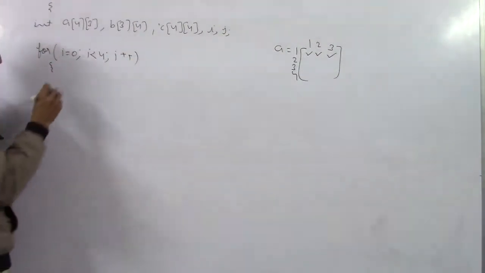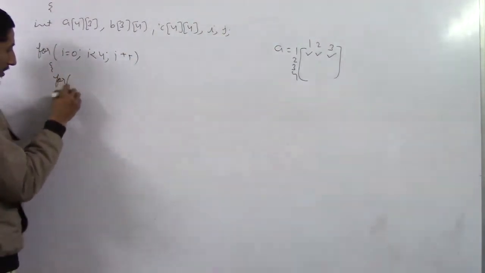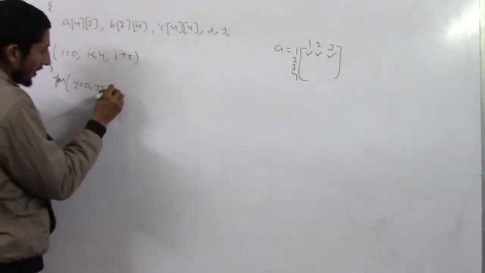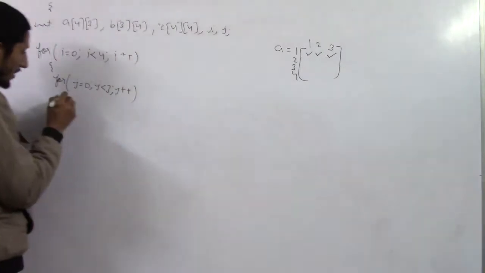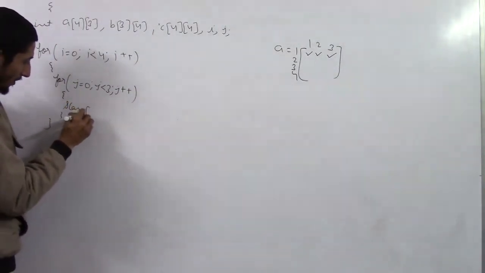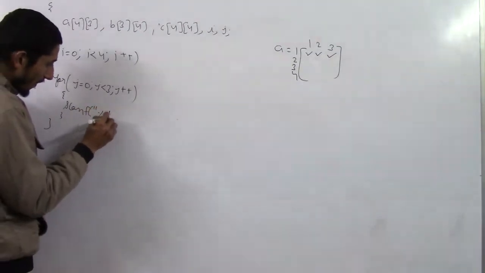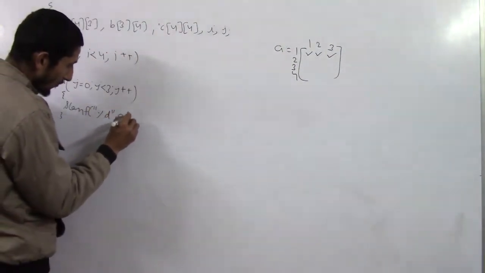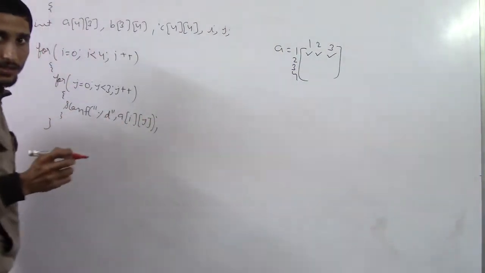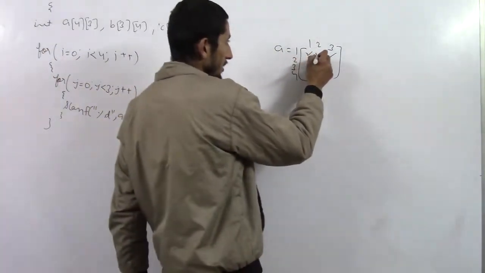Let me apply a loop for J equals 0, J less than 3, J plus plus. And let me apply scanf in between: scanf "%d" and A of I and J. So it will fill the matrix like this one, this one, this one.